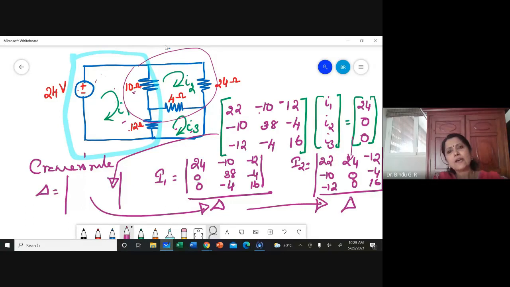And in the case of I3, you will be replacing the third column with that of the voltage source values, that is 24, 0, 0. Now Cramer's rule becomes very easy because each time you are replacing with 24, 0, 0. So when you calculate the delta, you consider this column for finding out the value. In the second case, you consider this column for finding out the value of the determinant, and so on.